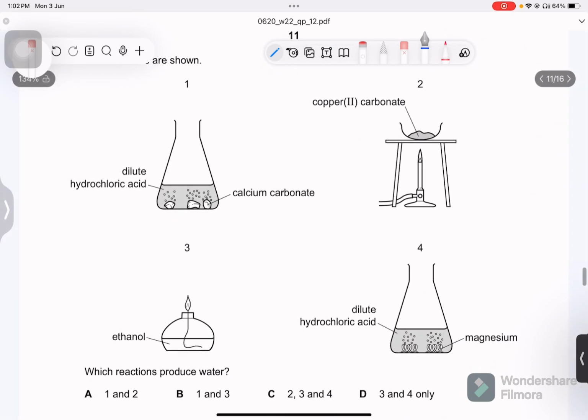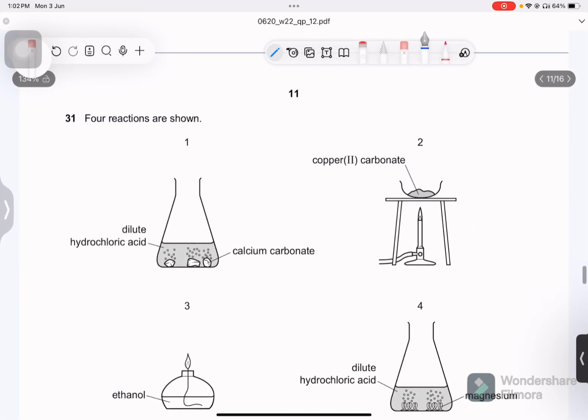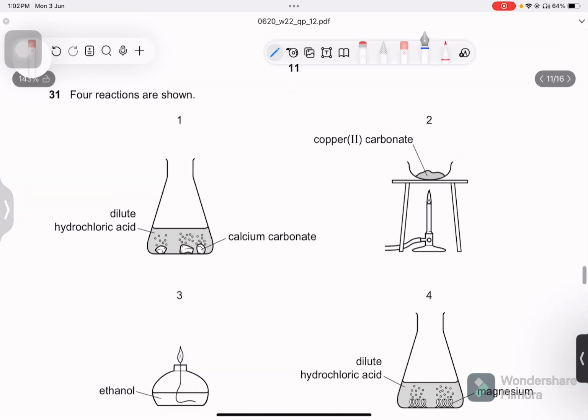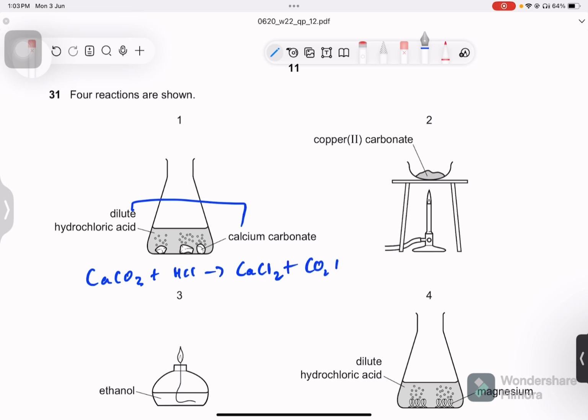Next, four reactions are shown. Which reactions produce water? We have to be very careful with this one. Calcium carbonate plus dilute HCl. We just discussed the carbonate salt, or maybe we should write it again. It reacts with HCl to produce calcium chloride plus carbon dioxide plus water. So water is produced. Copper carbonate, when it is heated, produces copper oxide plus carbon dioxide. So no water.